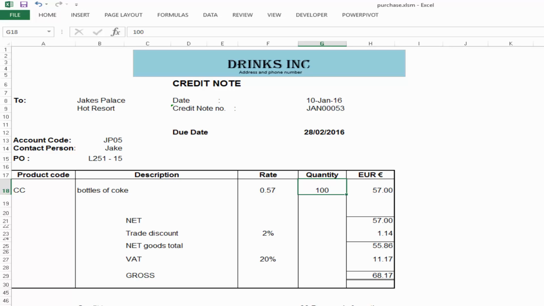But before you process it into your day books, you also need to code purchase invoices and purchase credit notes, and that's what we're going to look at in the next lesson.